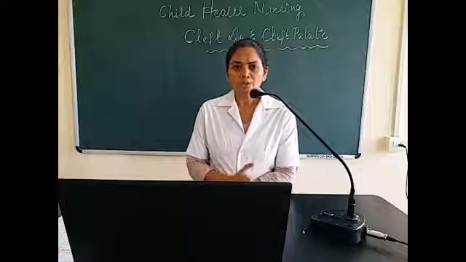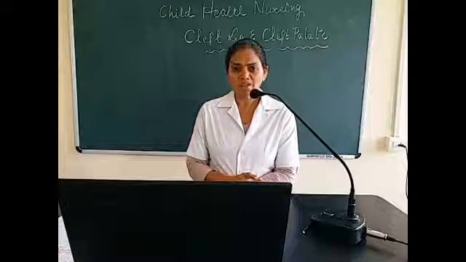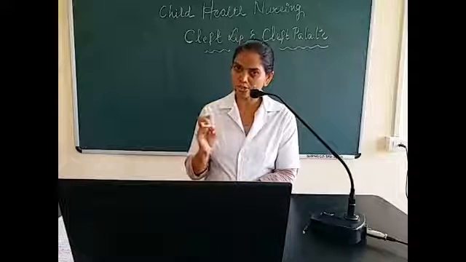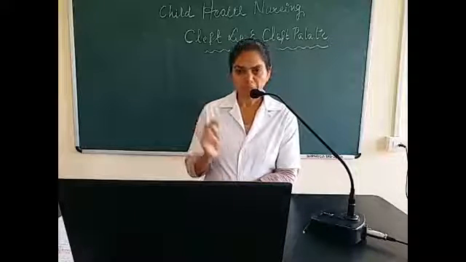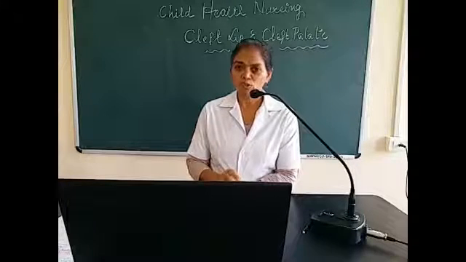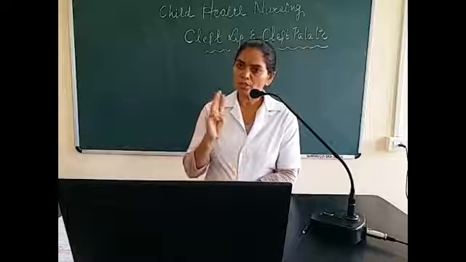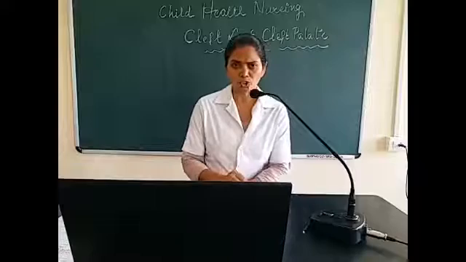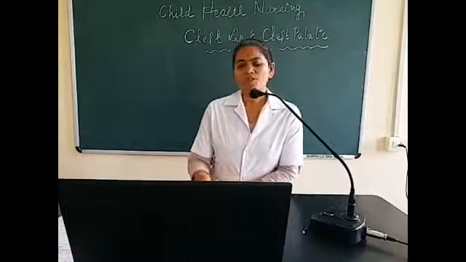Now, at 3 months, they observe Millard's rule. What is it saying? The baby should have 10 gram hemoglobin first. Second, 10 weeks of age. And third is 10 pounds of weight. So these 3 criteria should be met. Then only the baby is taken for surgery. Why do they observe these 3 things?